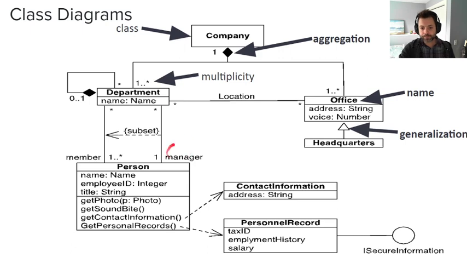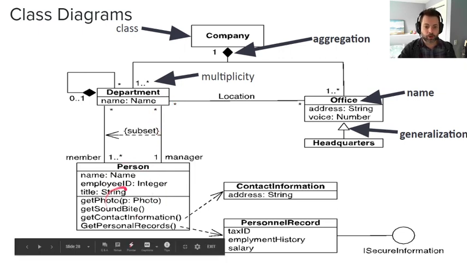However, the constraint here is subset. And what does that mean? Well, the manager has to be a member of the department. Makes sense, right? If you're working in, say, the School of Computing and Information Science, that's our school or our department, the manager would have to be attached to that department, right?